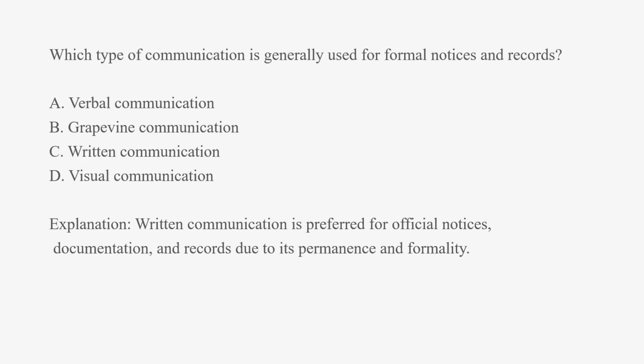Which type of communication is generally used for formal notices and records? For storing records permanently, we can put them on the notice board, which will be in the form of written communication. The options: verbal communication, grapevine communication, written communication, and visual communication. Here the right answer is written communication.